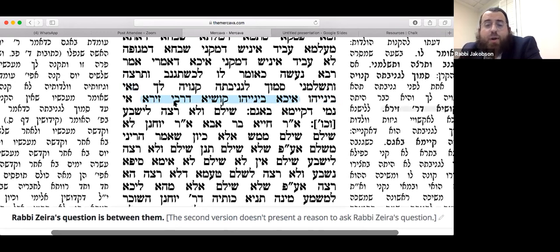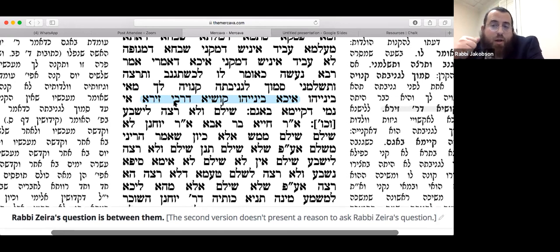Number one, Kushya de Rav Zera. Number one is the question of Rav Zera. Meaning, Rav Zera had a question, what will be the rule with the offspring and the shearing? So according to the first version, that Rava said that the cow becomes the watchman's from the day of the deposit, you have that question. According to the second version, that Rava said the cow becomes yours 10 minutes before it was stolen, you don't have that question.